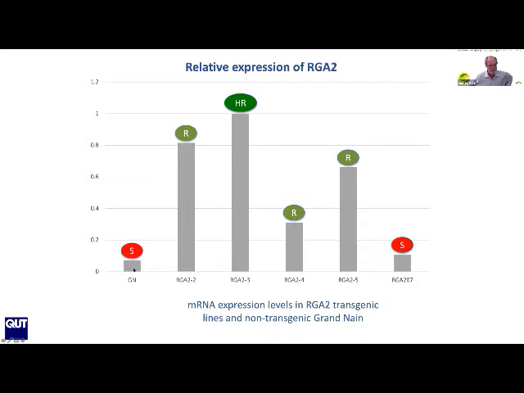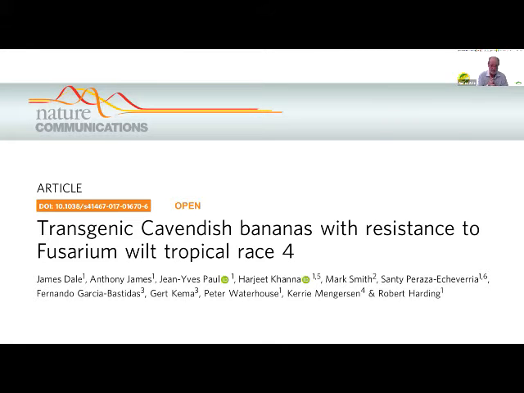You'll see that the gene essentially isn't working. It's not producing anything. However, the resistant lines from their RGA2 gene produce a huge amount of messenger RNA, which is the intermediate between the gene and finally the protein that provides that resistance. So even though Grand Naine has that RGA2 resistance gene, it doesn't work. And that's quite important. We've published that in 2017 in a very reputable journal, Nature Communications.